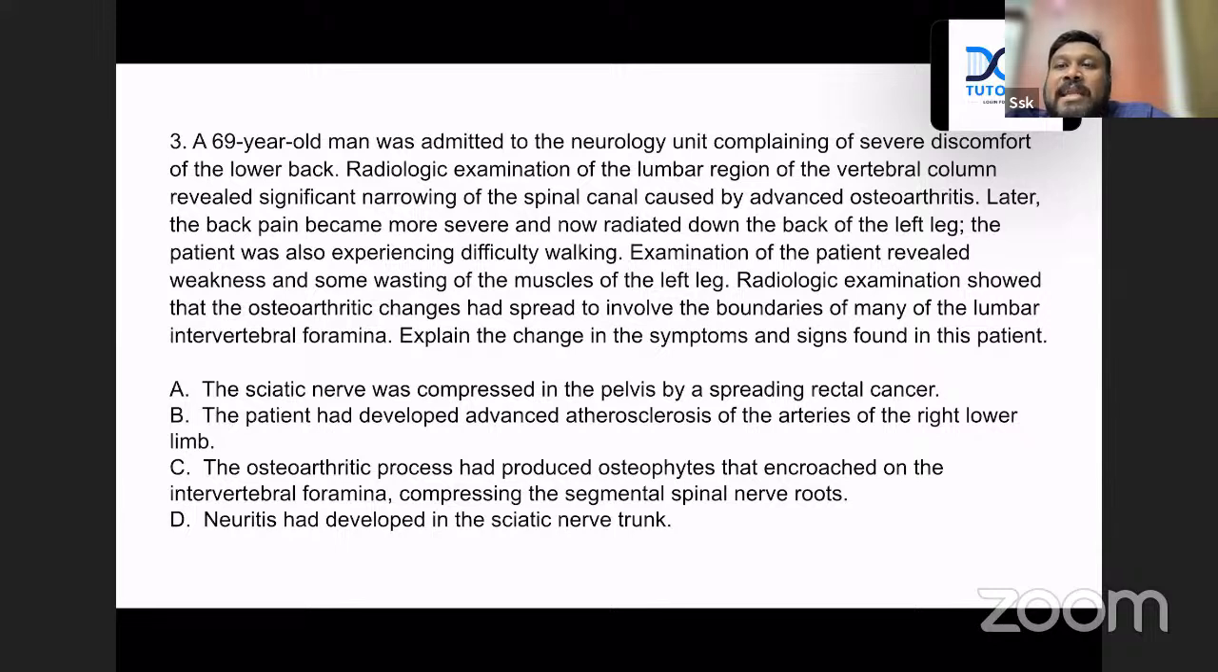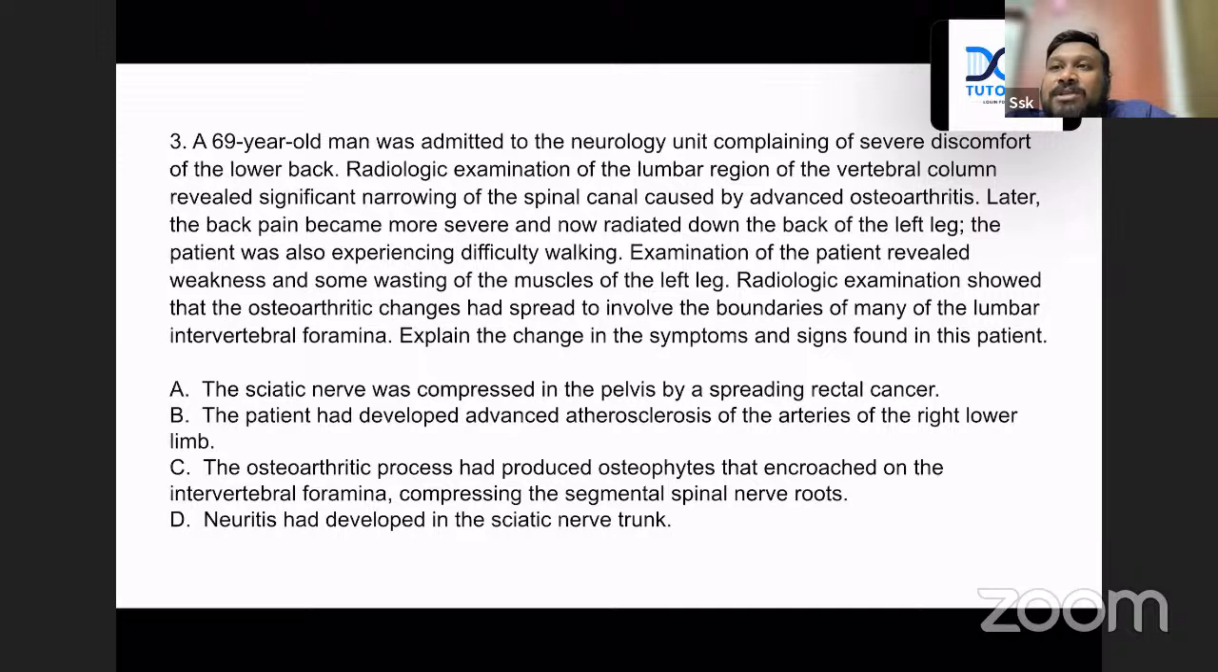So is it due to a rectal cancer compressing the sciatic nerve? Or is it because of advanced atherosclerosis of the arteries of the right lower limb? Or is it because of osteoarthritic changes resulting in osteophytes that encroach on the intervertebral foramina, compressing the segmental spinal nerves? Or is it because of neuritis developed in the sciatic nerve? So all these can be differential diagnosis, but it is very clearly given you that it is an osteoarthritis.